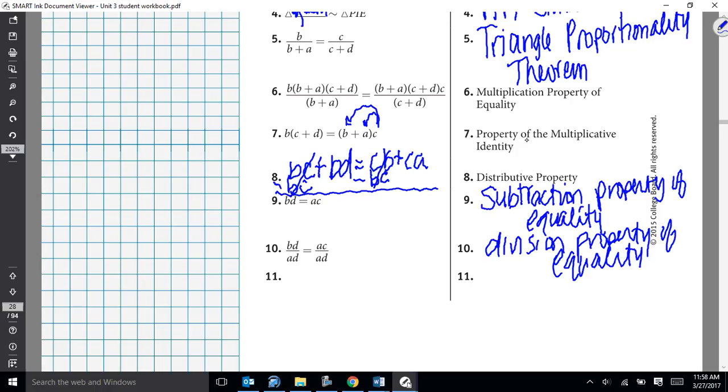All right, and so what happens to the D's on the left side? They cross out. What happens to the A's on the right side? They cross out, and so we're left with B over A equals C over D. And that simplifies.